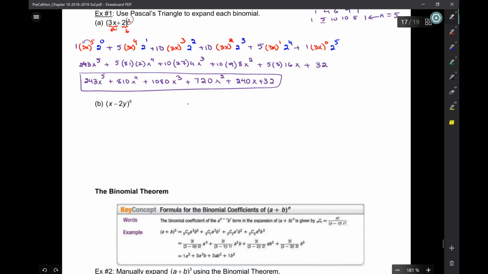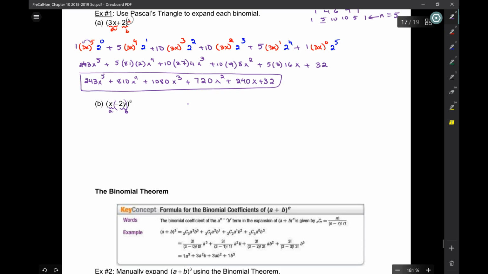Okay. All right. So let's do this one. This next one, we're going to do a little bit quicker now. So this is A and this is B. Now, what's important is your B in this case is negative 2y, right? Because the expansion is for A plus B. So if there is a negative, you have to take the negative along, right? So watch how I do this.